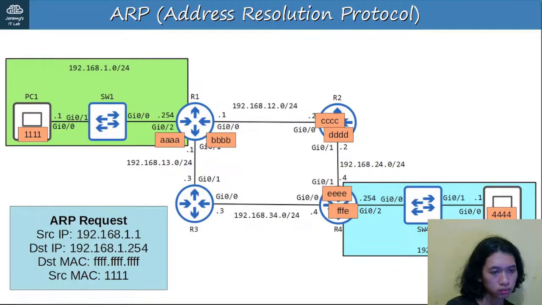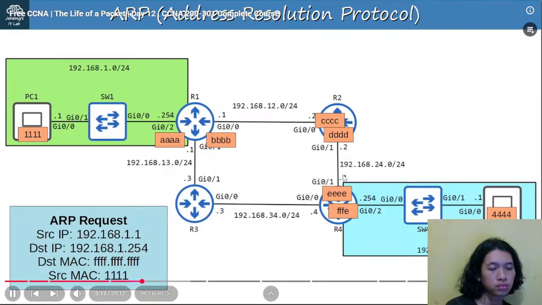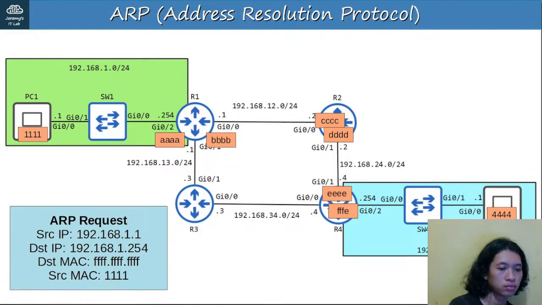So, PC1 makes this ARP request packet. The source IP is its own IP address, and the destination is R1's G0/2 interface, which is the default gateway configured on PC1. Next is the MAC address. This is a minor point, but note that I put the source IP before the destination IP, but the destination MAC before the source MAC. That's because in the IPv4 header, the source IP address comes first, and in the Ethernet header, the destination MAC address comes first. Anyway, just a minor point.